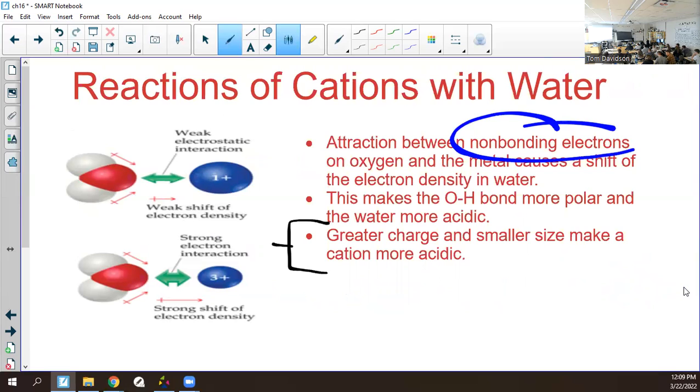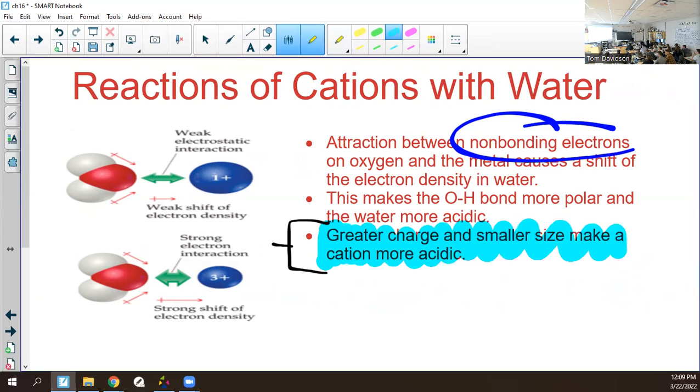Okay. This one, don't stress as much for, but attraction between non-bonding electrons on oxygen and the metal causes a shift of the electron density in water. This makes the OH bond more polar and the water more acidic. Greater charge and smaller size make a cation more acidic. So the first two sentences, I wouldn't care much about the why, but I would absolutely make sure you know this statement right here. The greater charge and smaller size make a cation more acidic.